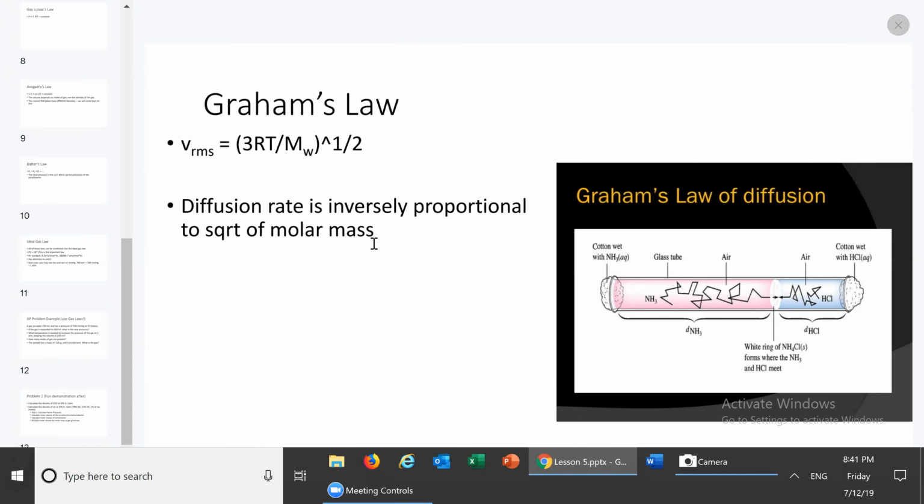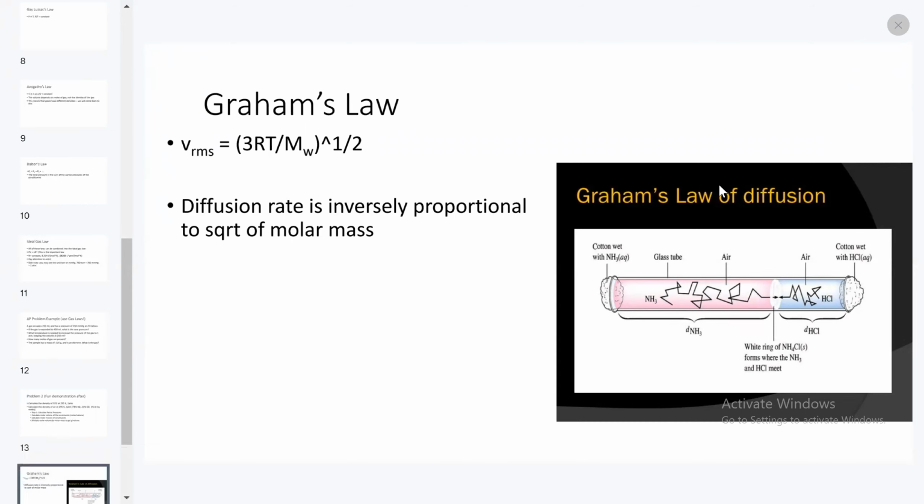So diffusion is like, you know how if you spray perfume in one area of a room, you'll be able to smell it in another area on the other side of the room. This is because of diffusion. The particles in the perfume are traveling to the other side of the room.